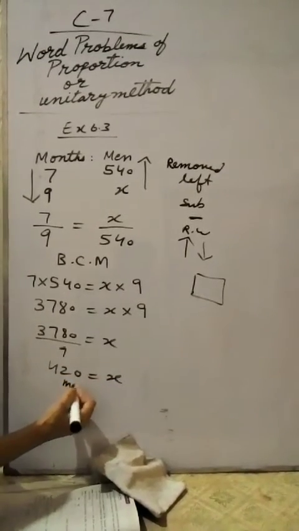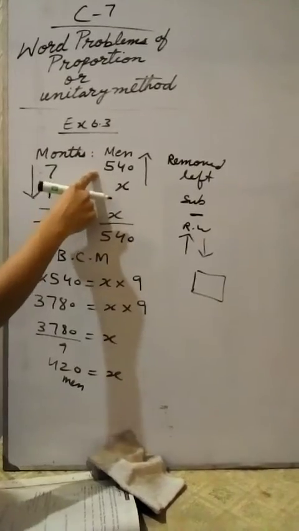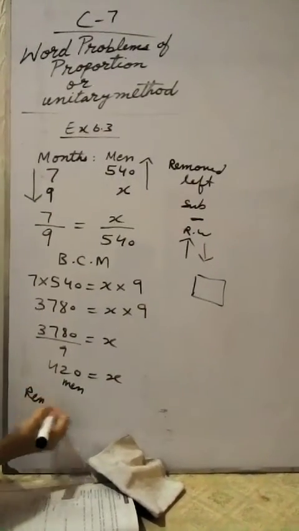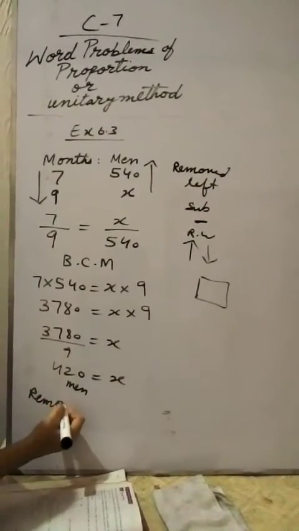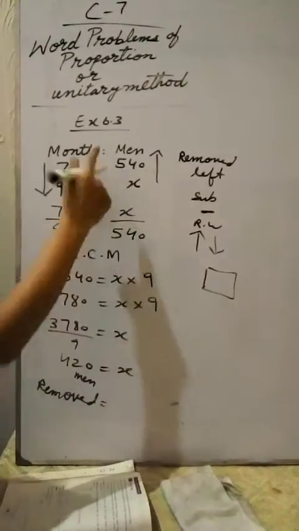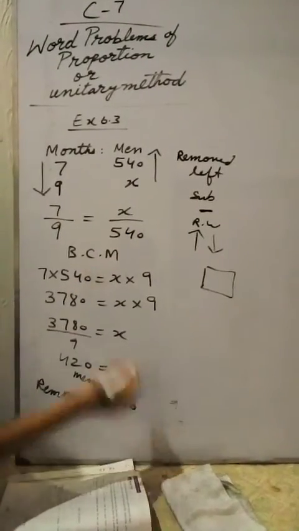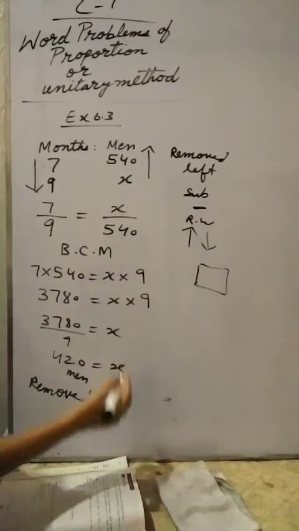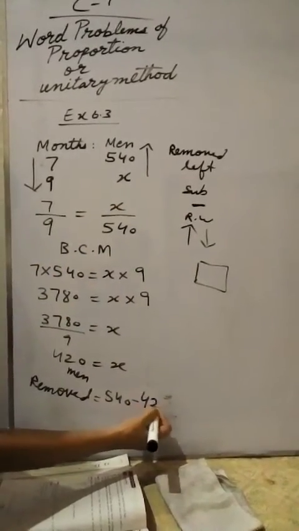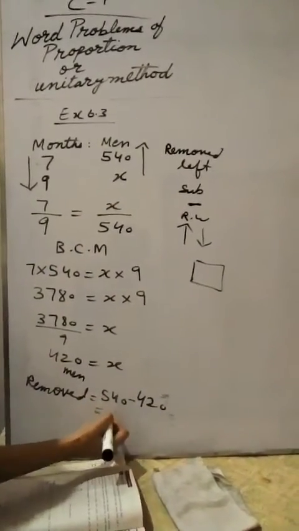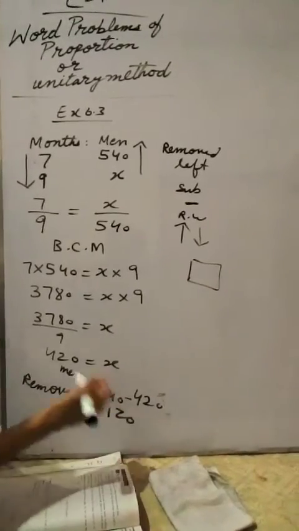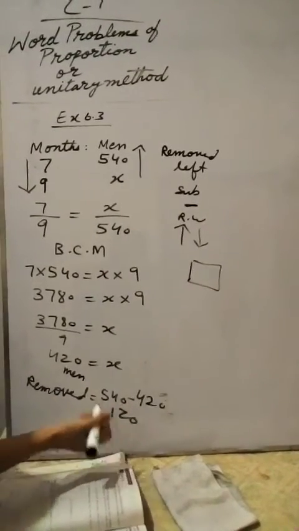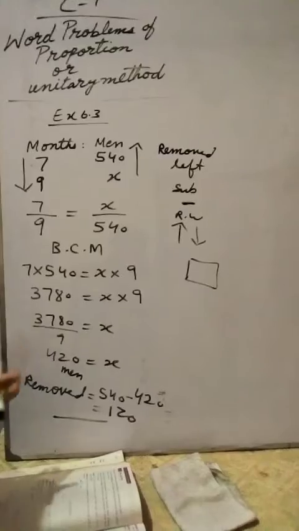420 men. So how many men are removed? Removed is the step. How many men did we remove? Firstly we have 540. When the time is increased, when we have given more time, the men should be removed. So 540 minus 420. How many men do we have to remove? That will be 120. So 120 men are extra, so we need to remove them when the time is increased.